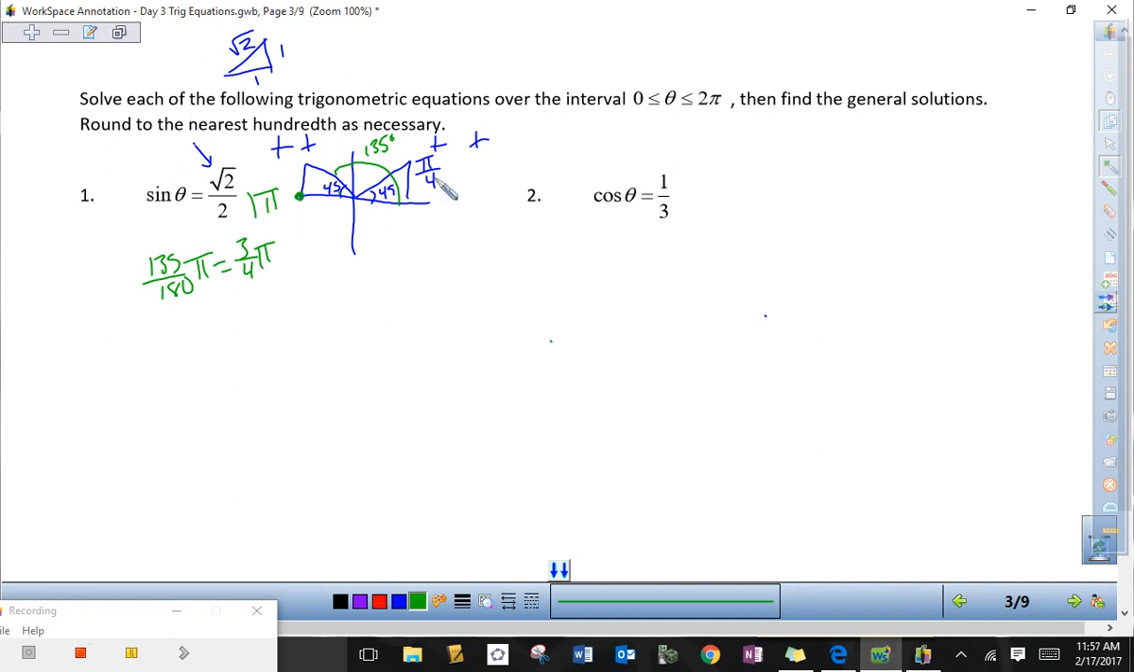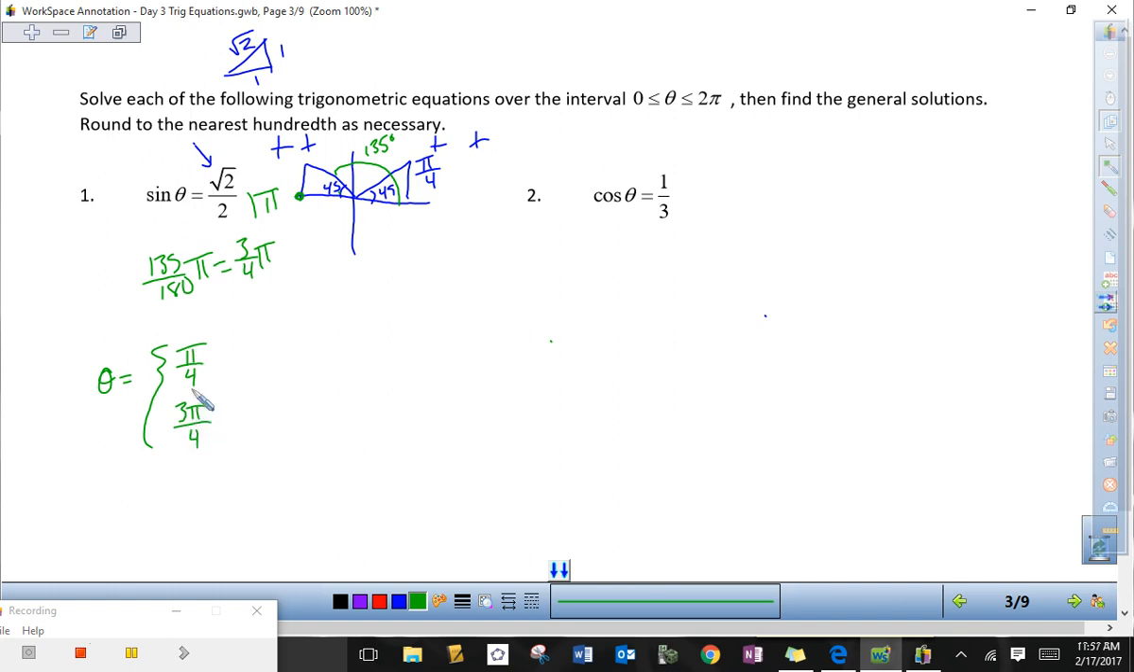Okay, so I've got two solutions here, my pi over 4 and my 3 pi over 4. I just have to generalize that now. So I'm going to write theta equals, and I'll group them since we've got two different ones, pi over 4 for the first one, and 3 pi over 4 for the second one. Those are my two solutions.